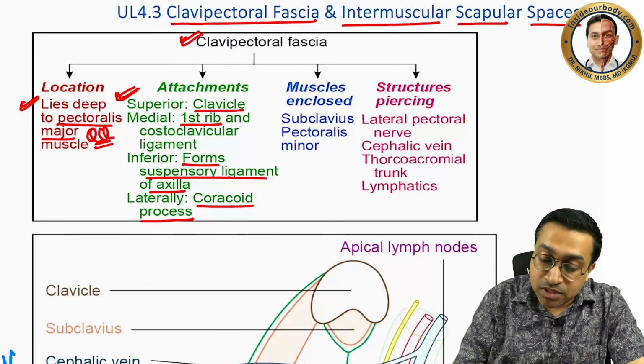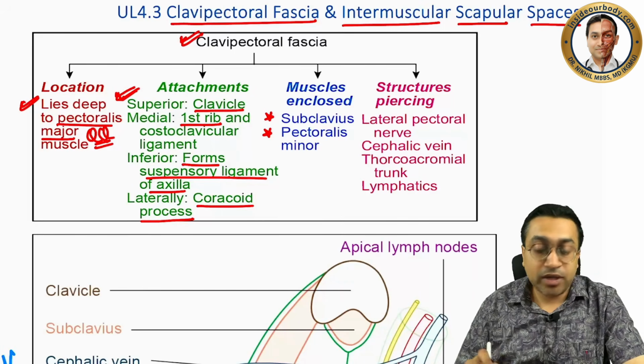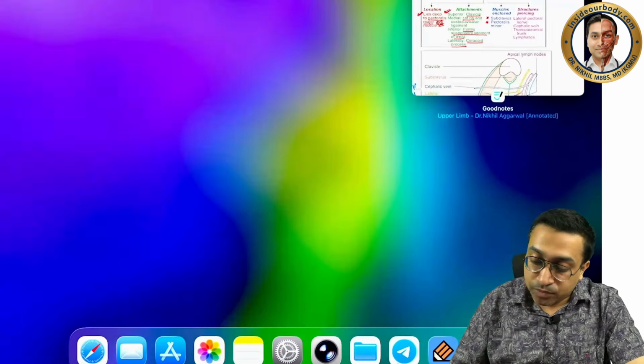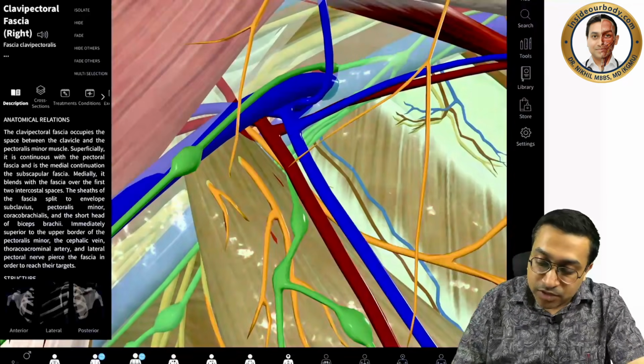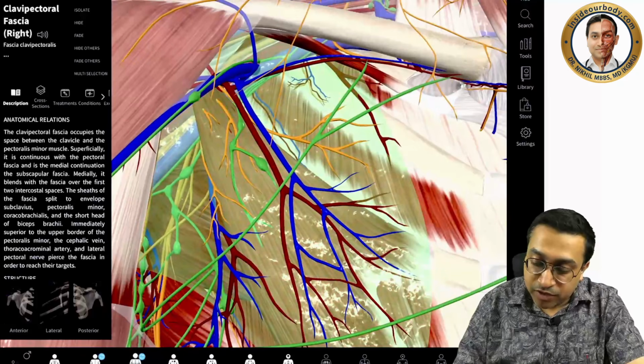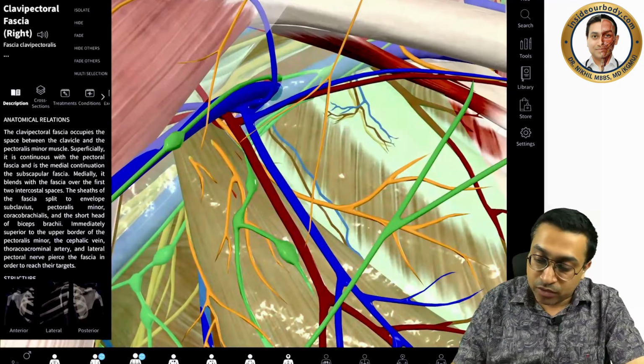What are the muscles which are enclosed? That is the subclavius and the pectoralis minor. So you could see that also. Sorry, you could see this just beneath the clavipectoral fascia. We can very well see the pectoralis minor muscle, which we could analyze, okay, from the previous discussions.